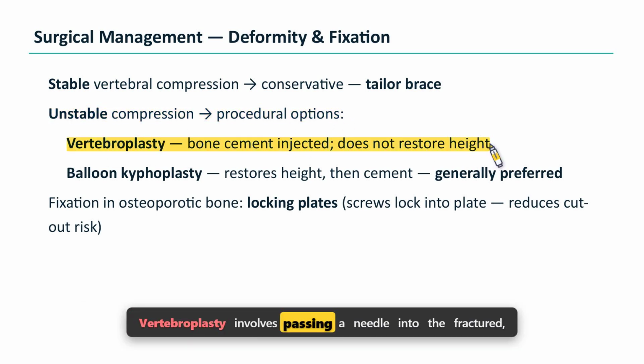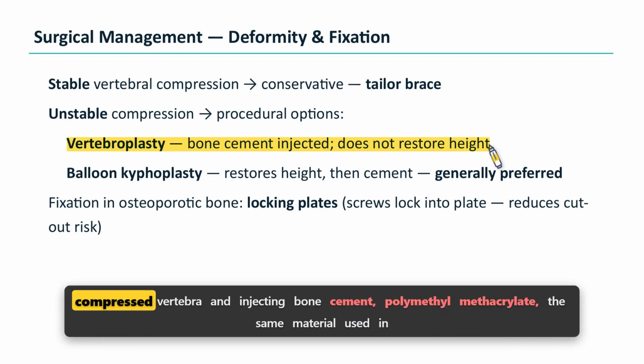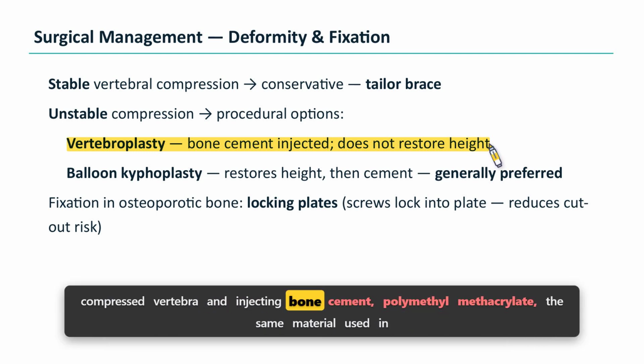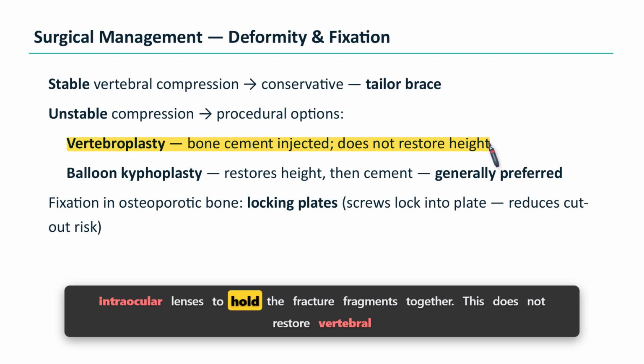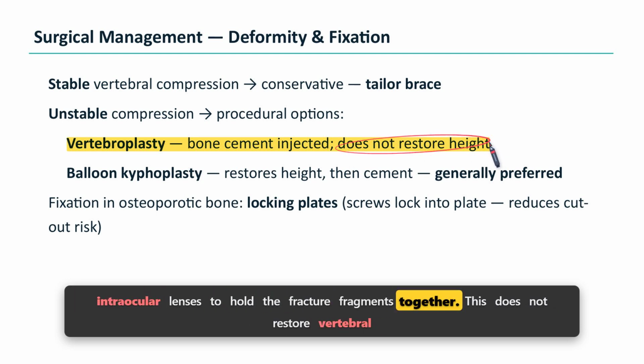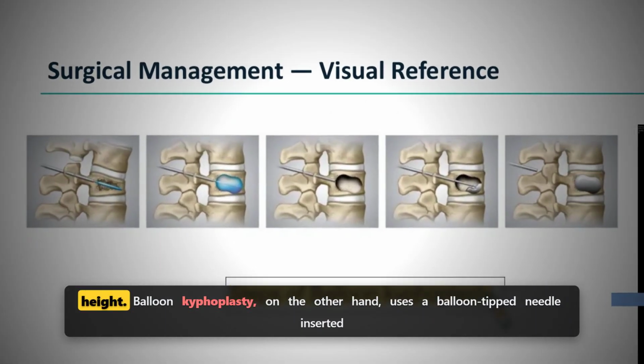Vertebroplasty involves passing a needle into the fractured, compressed vertebra and injecting bone cement, polymethyl methacrylate, the same material used in intraocular lenses, to hold the fracture fragments together. This does not restore vertebral height.